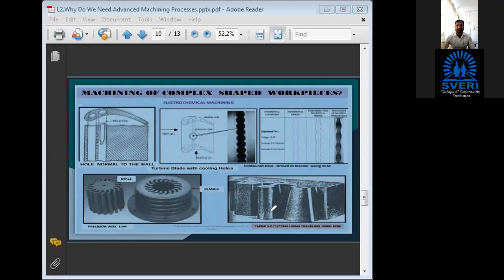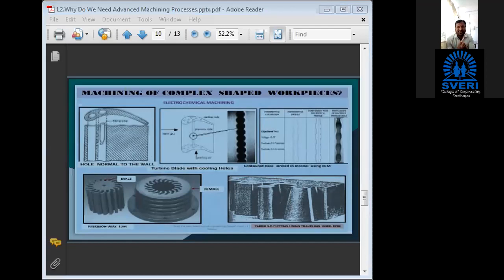Now here is another example of a 3D component, the fourth one, which I have highlighted on the bottom right hand side of this slide. Such a 3D component you can make easily by using a non-conventional machine, because such a 3D complex shape is not possible to produce using the conventional machining process. You have to go for an advanced machining process.